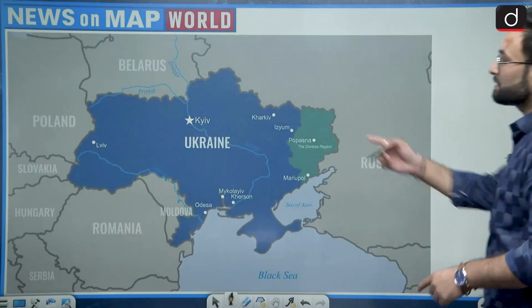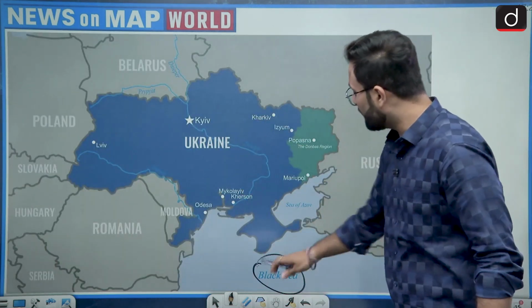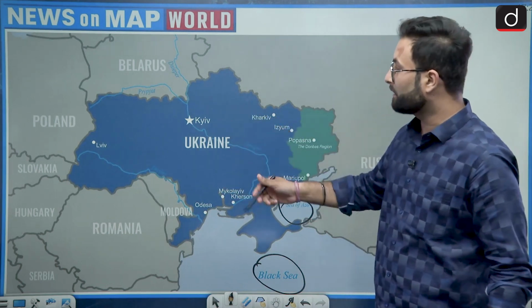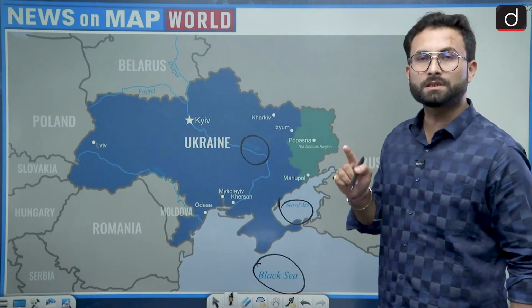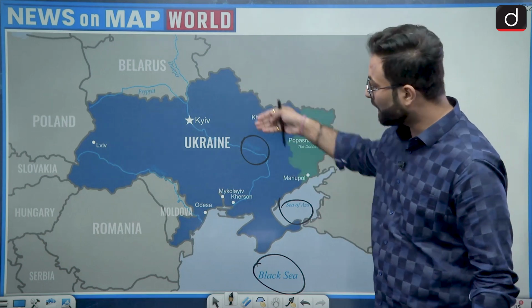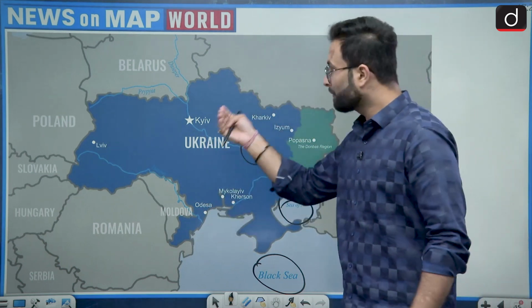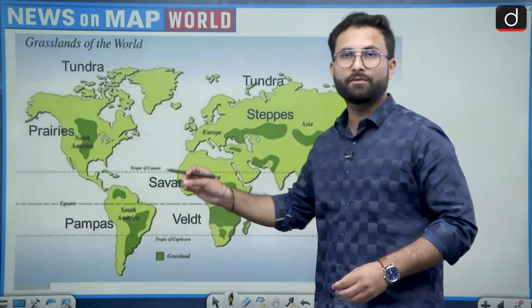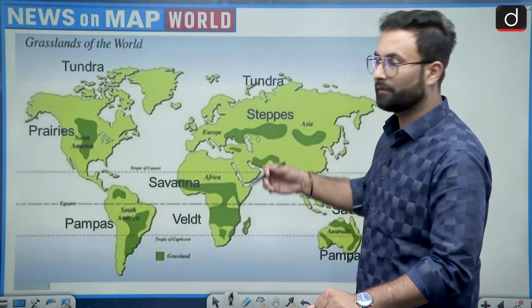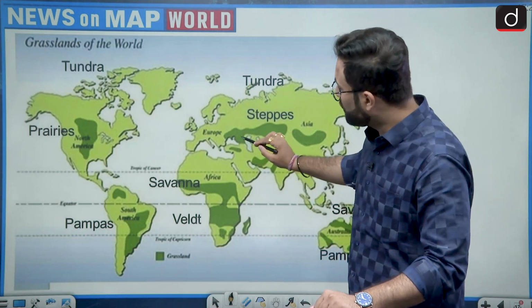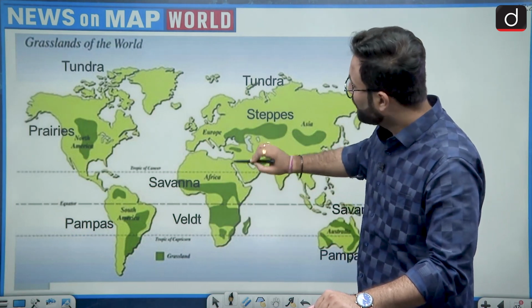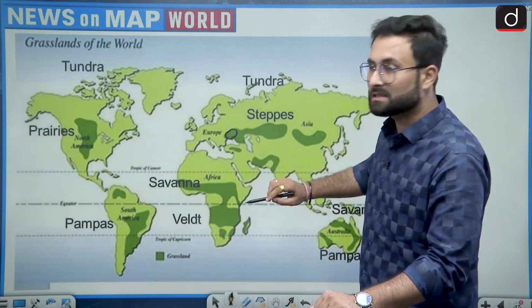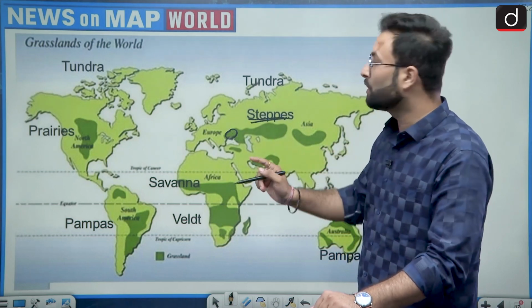Before that, here you can see this particular map. Here we have the Black Sea and the Sea of Azov. This is Ukraine, and there is this prominent river, the Dnieper. The Dnieper river flows through Ukraine and ultimately goes to the Black Sea. Now coming to the next part, the grassland where we find wheat: this is your Black Sea area, and this area is Ukraine.